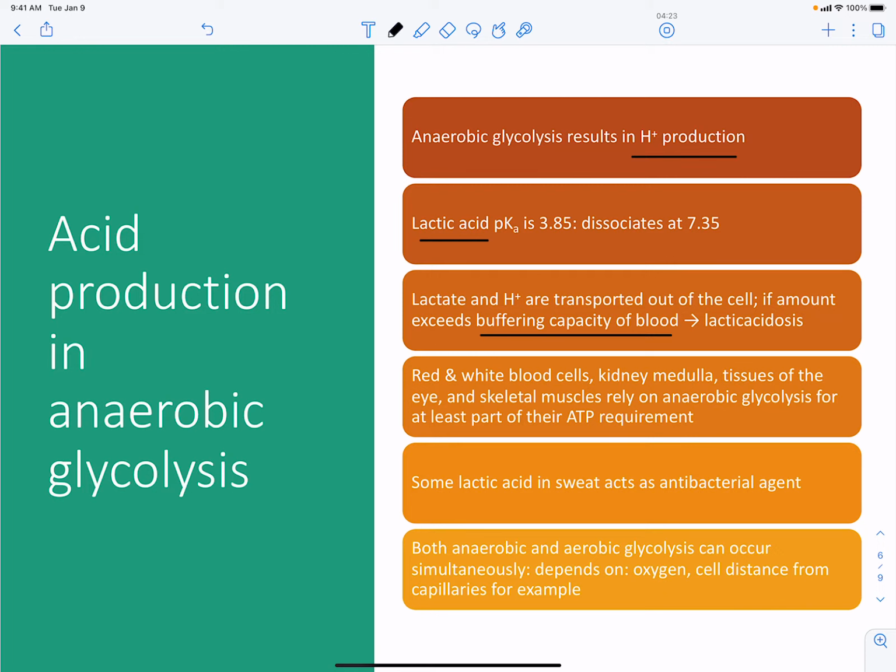Your cells in one single tissue can be undergoing anaerobic and aerobic glycolysis, and a lot of it depends on where they are. How far are they from capillaries? The cells in your liver that are closest to the capillaries will get oxygen first. Those that are further away will have to wait to get oxygen, so they need to do anaerobic glycolysis to keep ATP levels up.